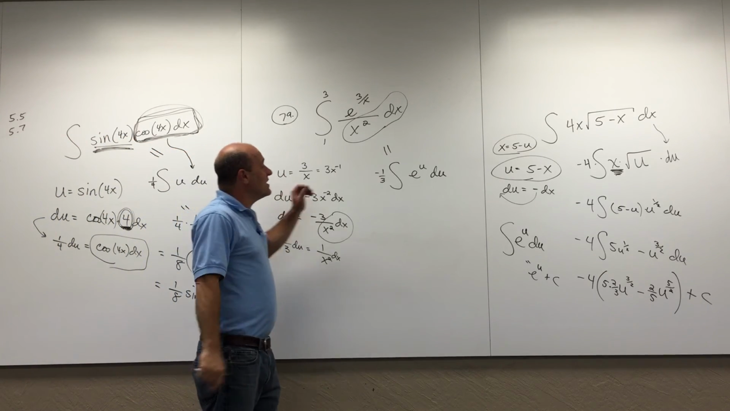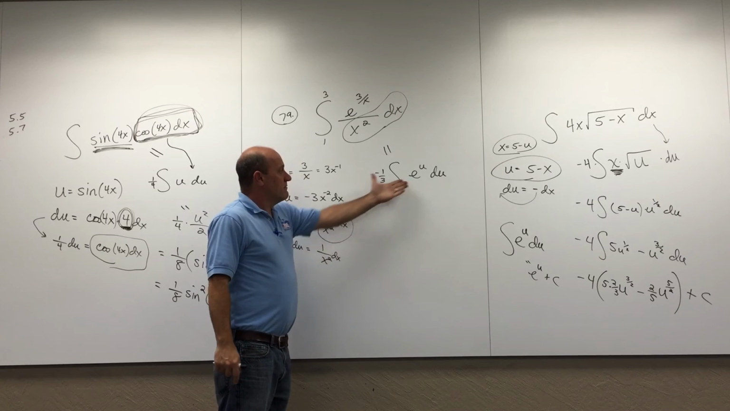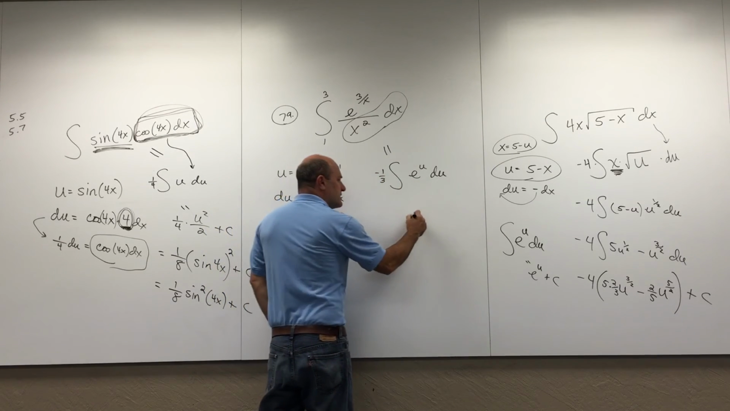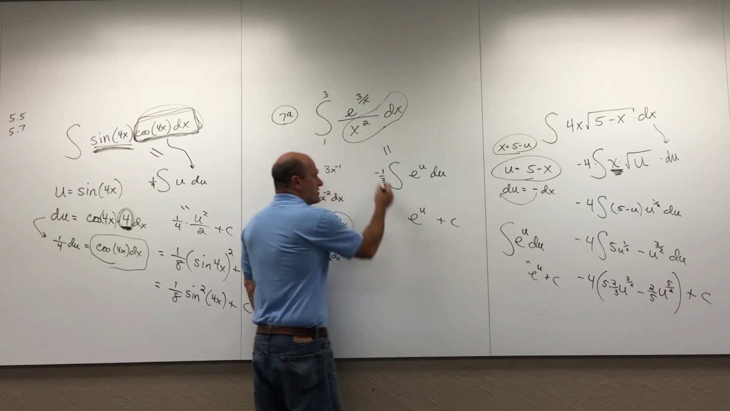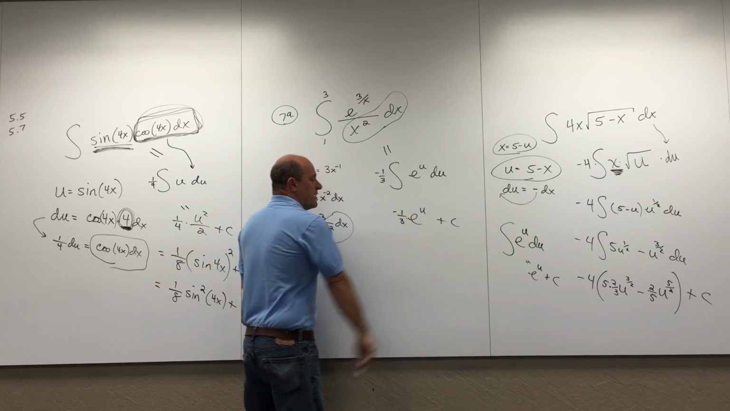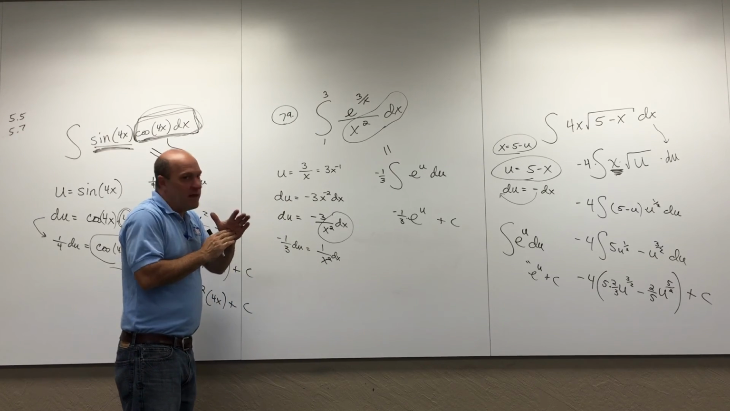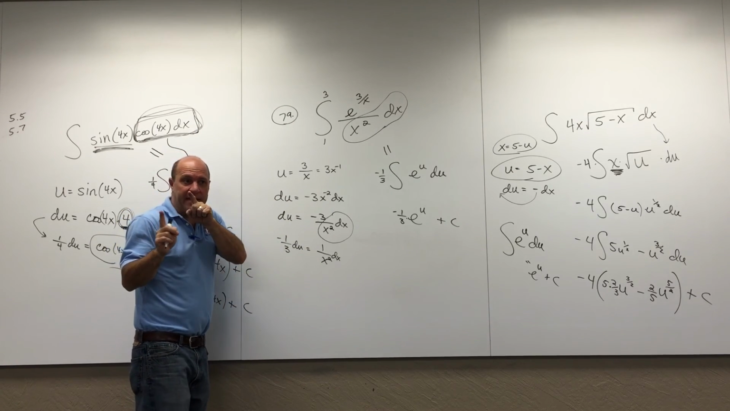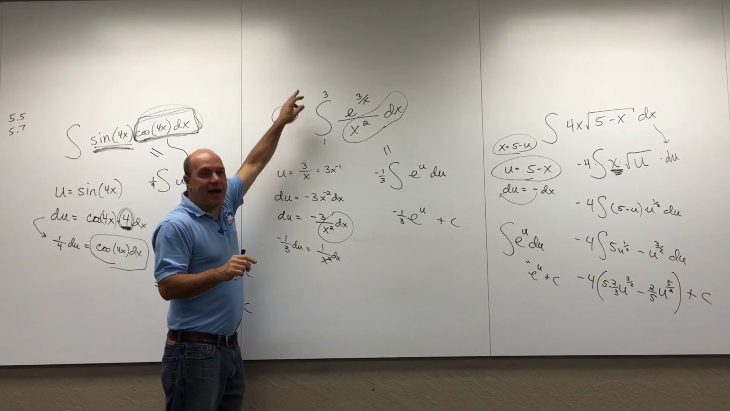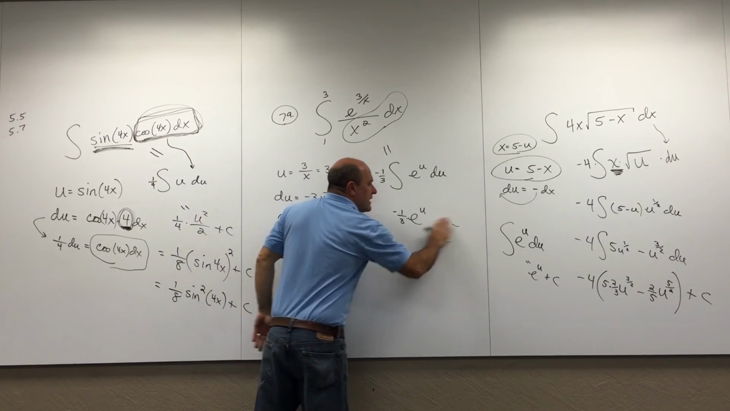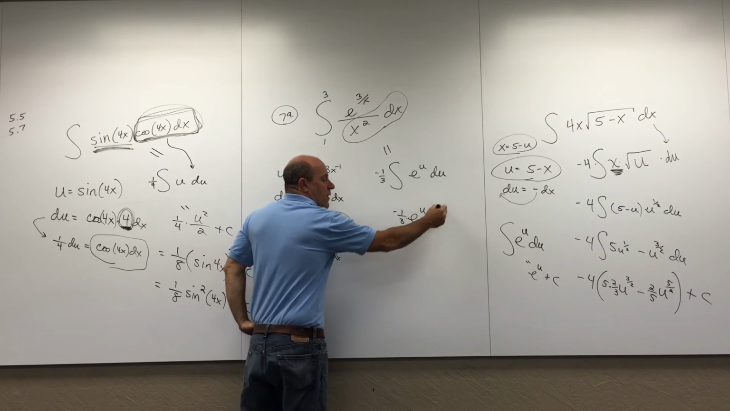Hey, I'm ready to do this. How do you integrate e to the u? So we're done. It's e to the u plus c. There's a negative 1/3 multiplied in front, and the problem's over. Oops, wait a minute. This problem had definite bounds here, and so I don't need the plus c. What I need is to evaluate it from 1 to 3.